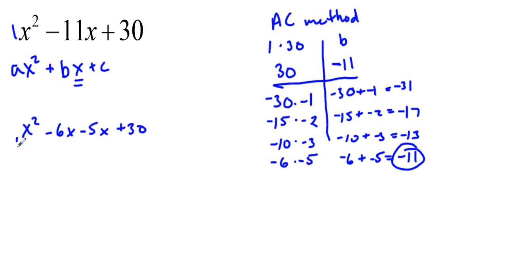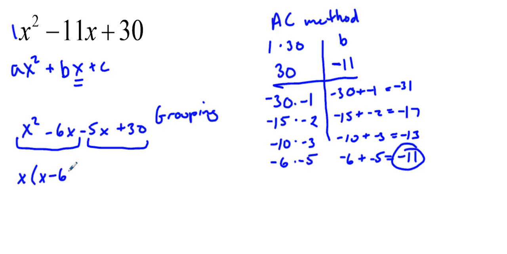From here, we're going to group our two values, so we're going to use a little grouping here. When we're grouping, that means we're going to factor out. What are the common factors here? We're going to factor out an x, and we have x minus 6. Here, I'm going to factor out a negative 5. If I factor out a negative 5, I'll have a positive x. We want to make sure these match. And then we have negative 6.